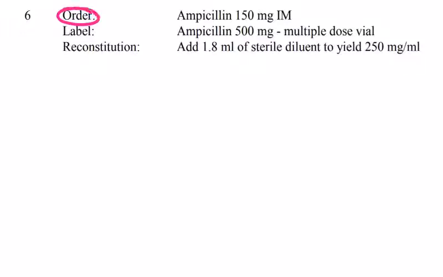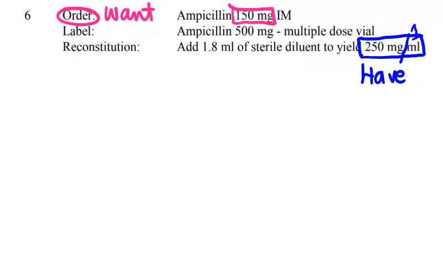The order, which is always what we say we want. It's what the woman or the patient will need, 150 milligrams. And we are looking for the have, and the have is always going to be that ratio. Remember, we need the two quantities, 250 milligrams in one single ml. So this is our have. There is the label of the drug too, and we'll use that to discover the total volume of reconstituted solution.